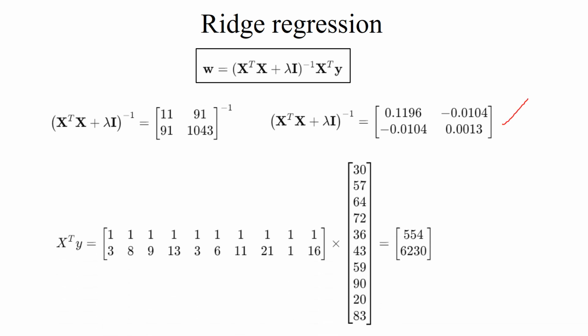After which, we have to compute X transpose into Y. This is X transpose, and this is going to be Y. When finding the product of the two, it results in 5546230.